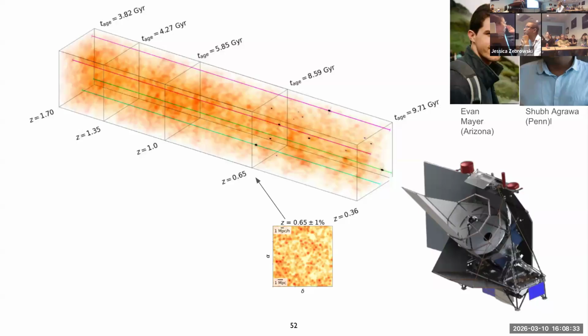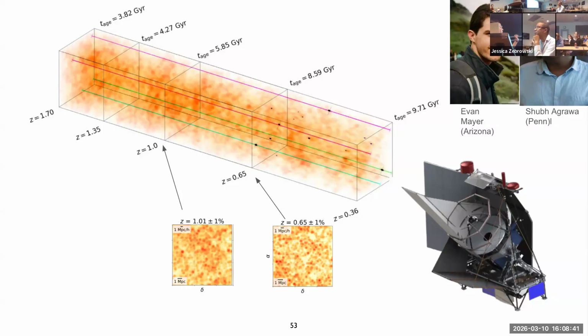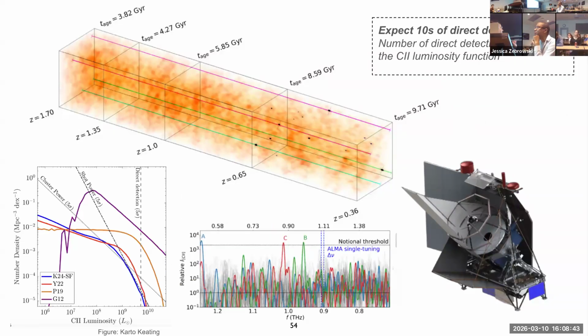So we'll be making a map of the sky, but it'll correspond to a redshift slice of redshift of 0.65, of 1.01, and so on and so forth, until we build up this whole TIM data cube. And even just with this basic data cube, you can already start to do interesting science, just with direct detections.